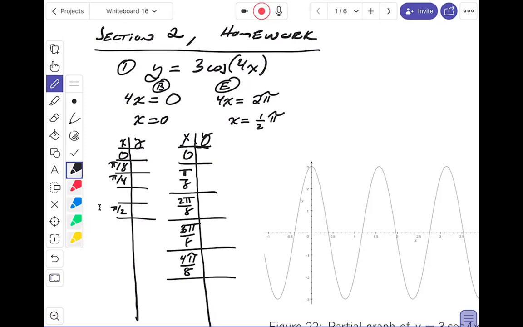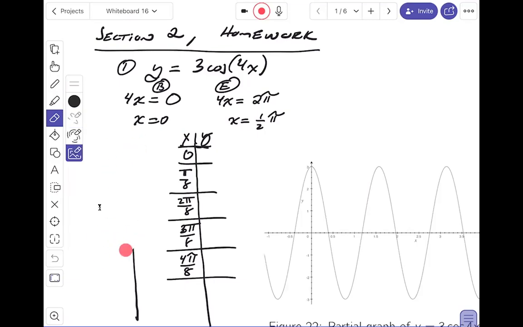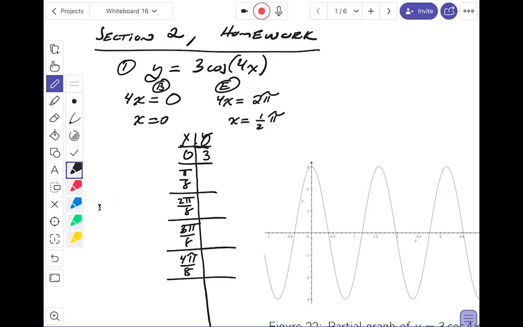What I want to do is start just writing down the points for you. Erase this table over here. And I want to do the 0 first. It's pretty easy. This also has a pattern to it. It's a counting pattern. So if I did 0, cosine of 4 times 0 is 0. Cosine of 0 is 1. 3 times 1 is 3. Now if I did pi over 8, 4 times pi over 8 is pi over 2. The cosine of pi over 2 is 0, and 3 times 0 is 0.